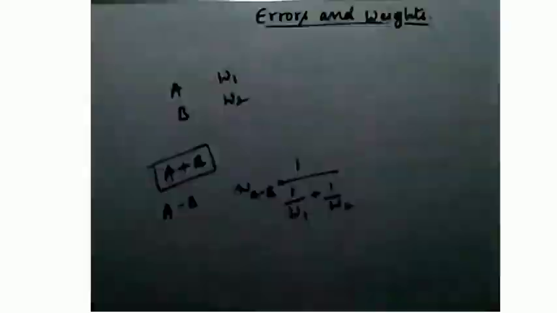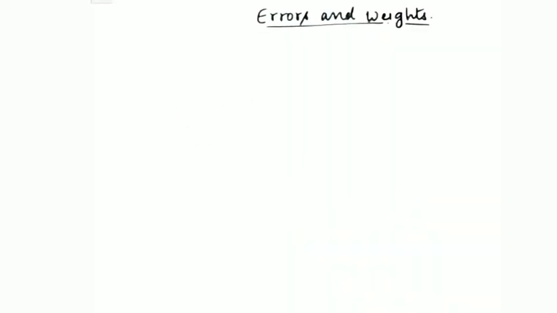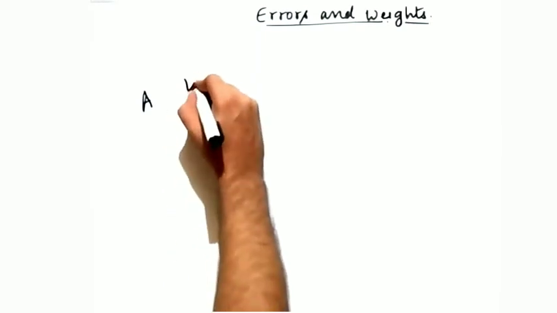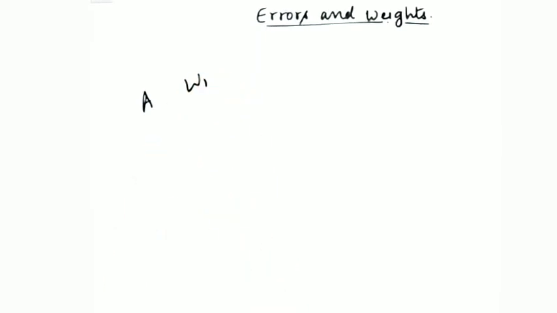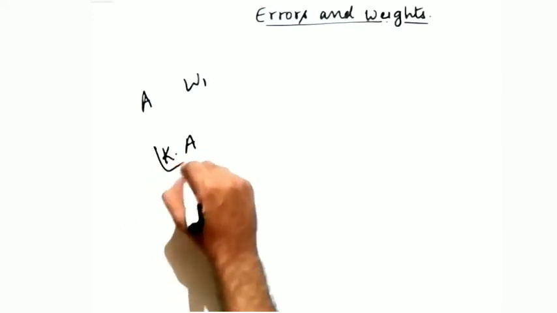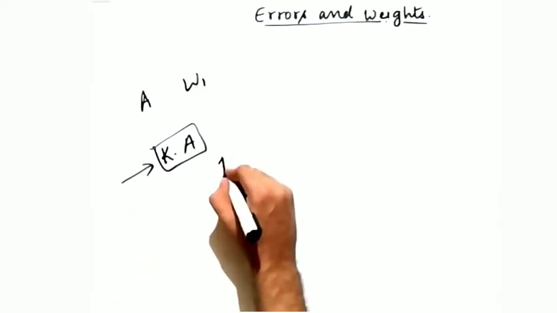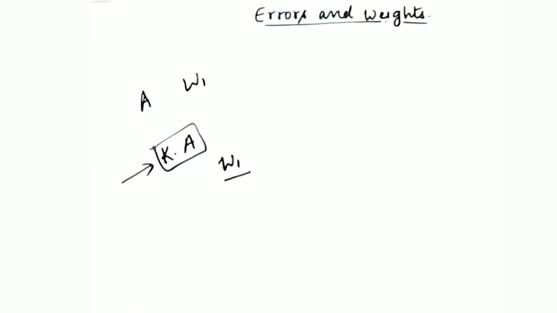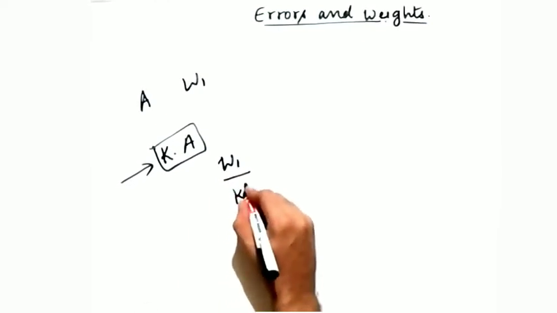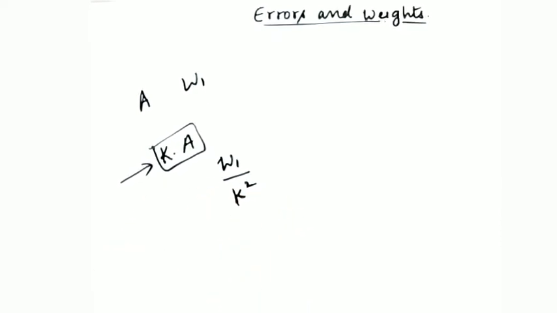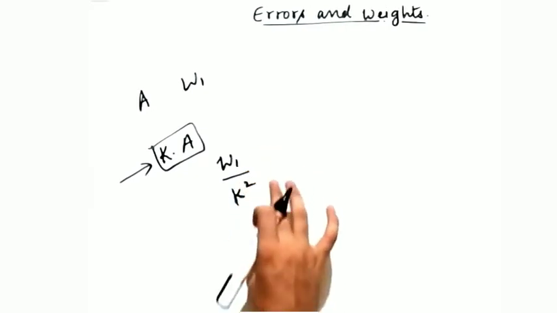Now there can be a case in which a quantity is multiplied by a constant. Suppose you have a quantity a and it has a weight of W1. Now suppose I multiply a constant k with this quantity a. Now what will be the weight of this new quantity k times a? Then in such cases, you divide the weight of this quantity by k square. Now the weight will decrease. Since you have multiplied, the error will be more propagated. So the weight of this quantity will reduce.